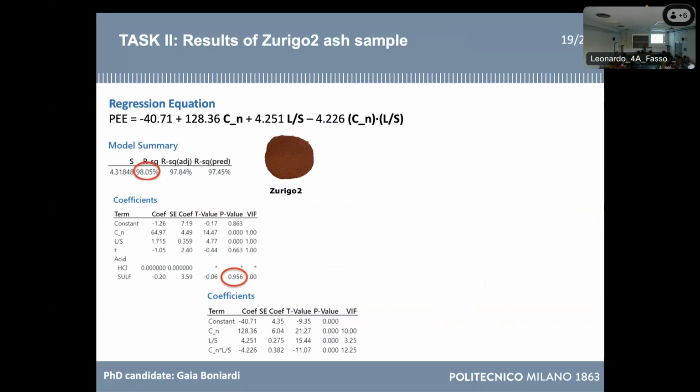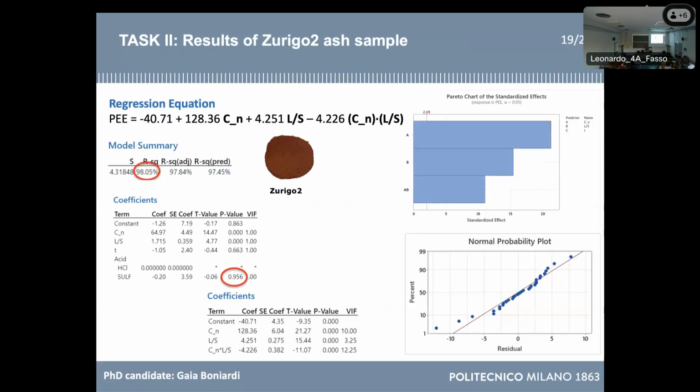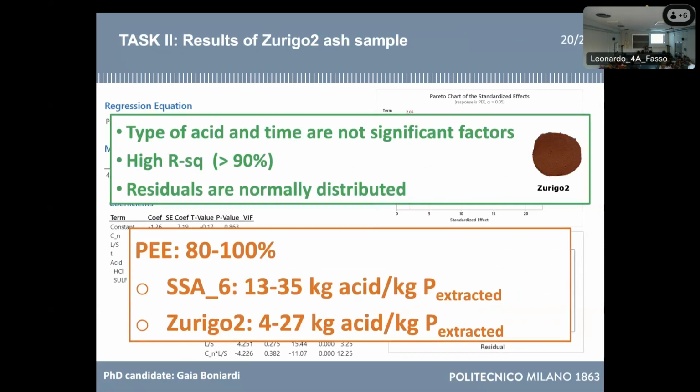While for the Zurigo ash, we found this regression equation, which was the same for both acids. The most significant factors were concentration and liquid to solid ratio, while time was not a significant factor. So type of acid and time are not significant factors in this case, and as you can see, if we want a phosphorus extraction efficiency between 80 and 100%, the acid requirements differ a lot between the 2 types of ashes.